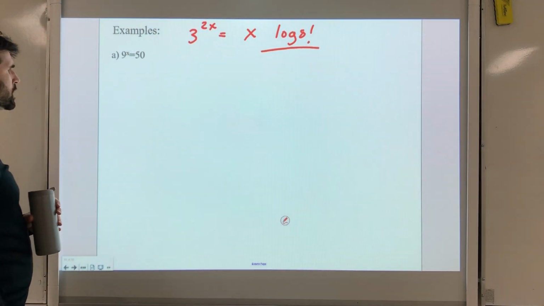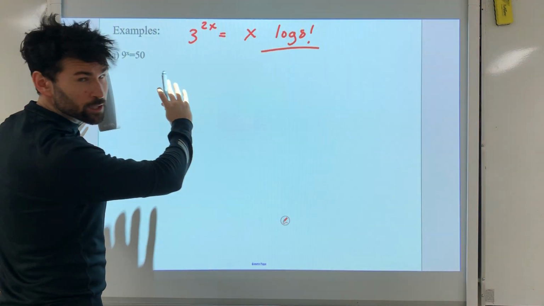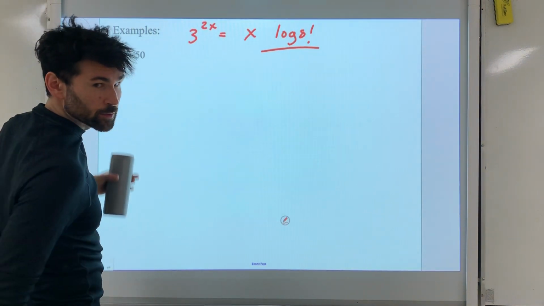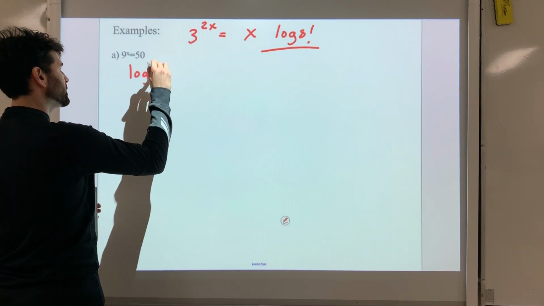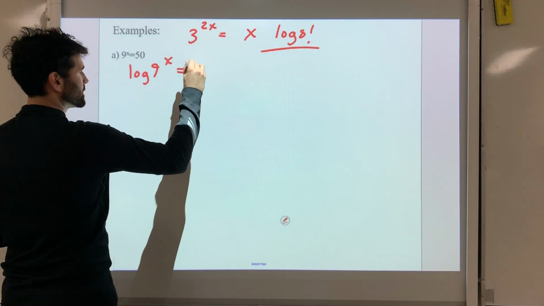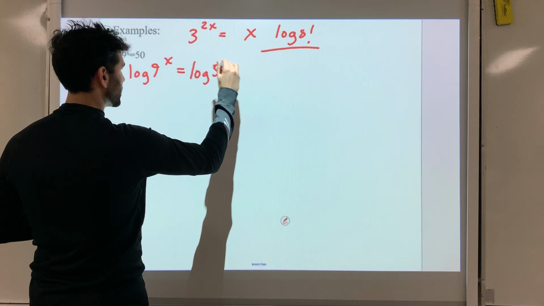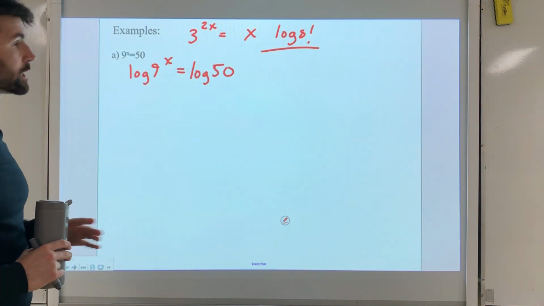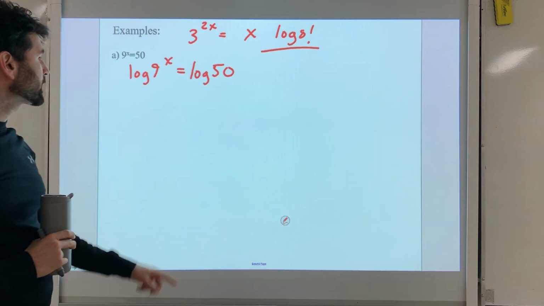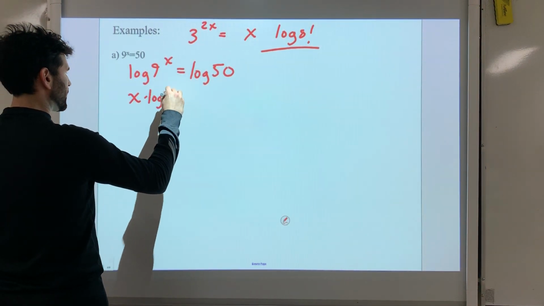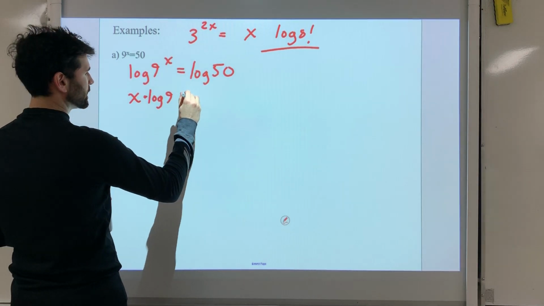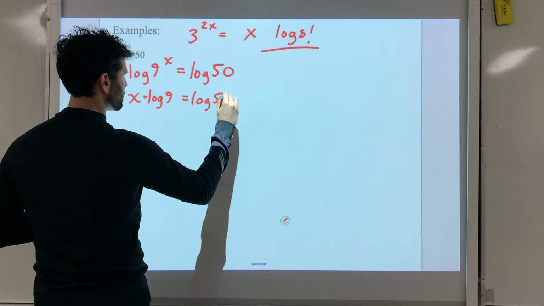How do we use logs to solve it? Well, it's an equation. So as long as we do the same thing to both sides, then it's okay. So if I apply logs to this side and logs to this side, that should be okay, right? I did the same thing to both sides. Now I can use my log laws in order to solve for x. This is power law, so I can bring the x down. So I get x times log 9 equals log 50.